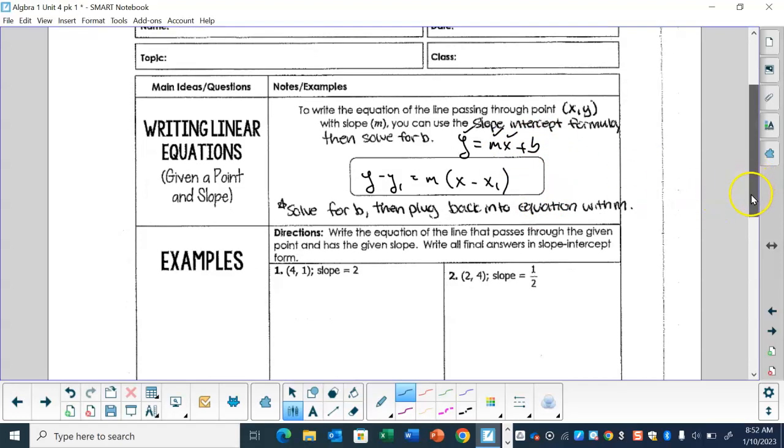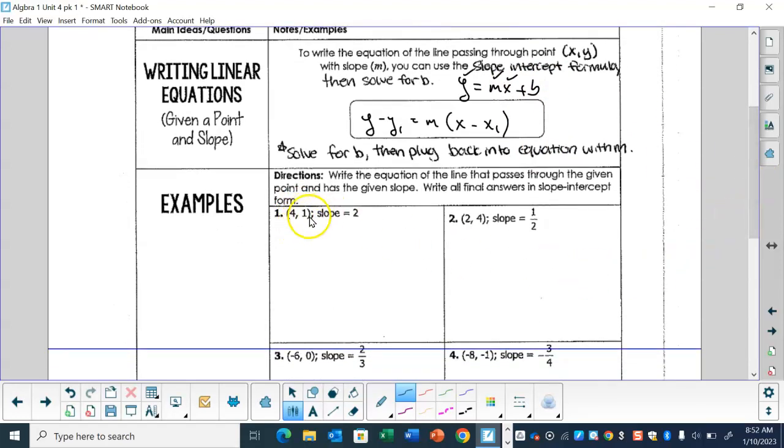So let's use the first way, using b. We're using y equals mx plus b. I have a y equal to 1, my m equal to 2, my x equal to 4, plus b. We solve for b by having 1 is equal to 8 plus b. Subtract 8 from both sides, and now b is equal to negative 7. Plug it back into the equation: y is equal to 2x minus 7.